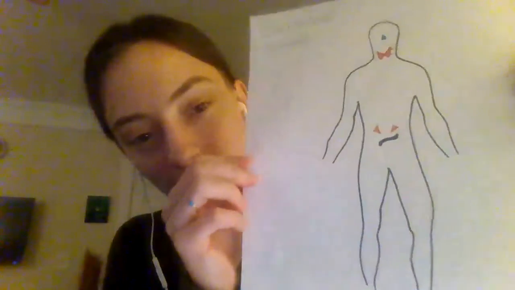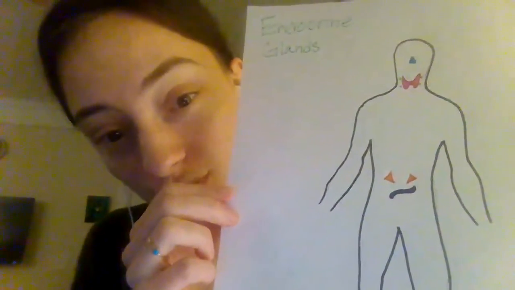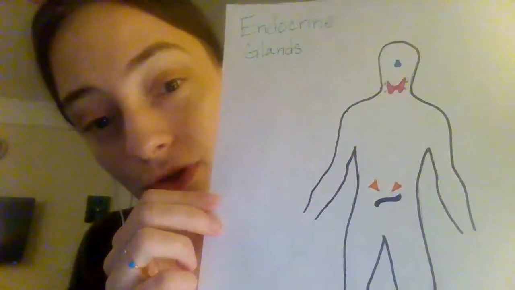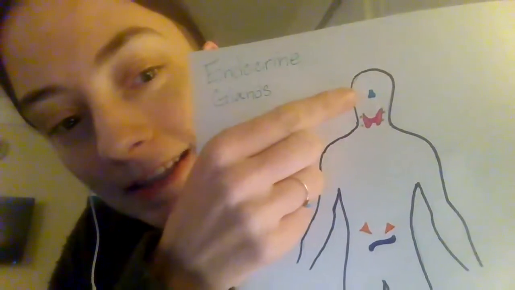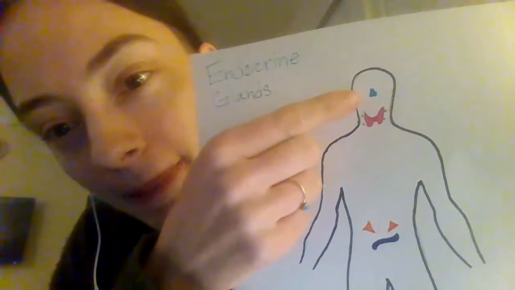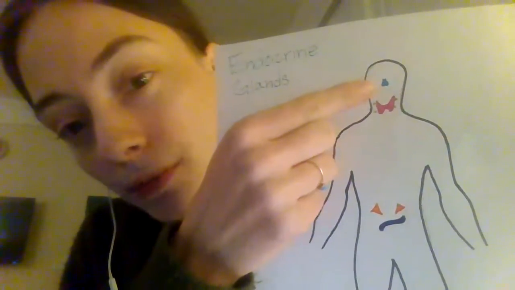Swinson's Anatomy 2 lab. So we will be discussing the endocrine glands. I have a little diagram here of them. So first, we're going to talk about the anterior pituitary gland, which is this little tiny one up here in the head, and it produces 6 hormones.